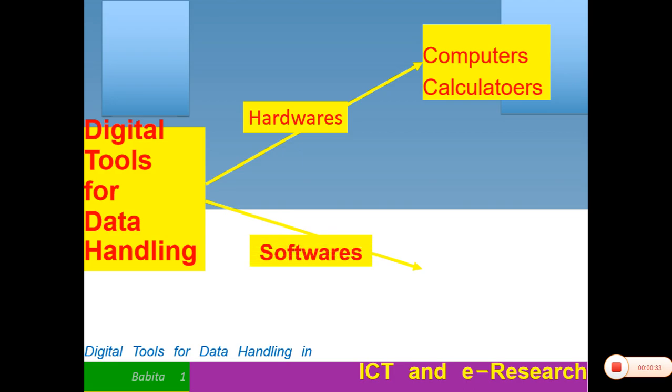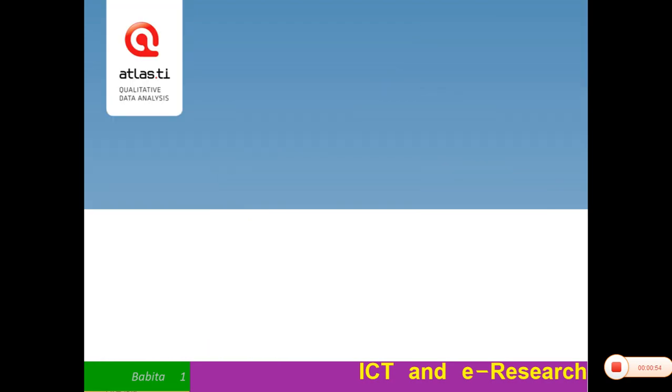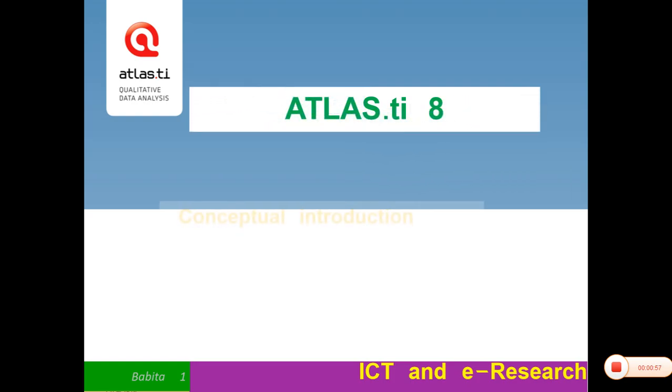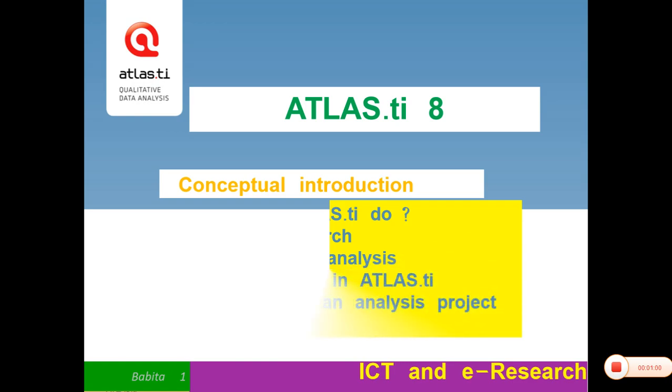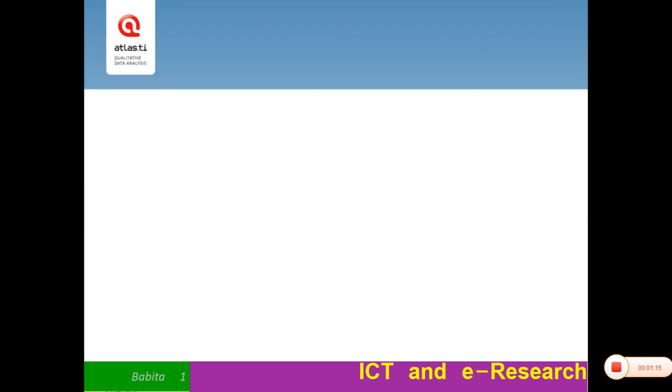Computer hardware like computers and calculators and computer softwares like MS Office, Excel, MS Access, SPSS package, Atlas TI, Endeavor, and Google Form, etc. are commonly used to support the data handling in the research process. Let's start from the conceptual introduction of Atlas ti.8. In this presentation, I'll talk about what does Atlas TI do, what is qualitative research, qualitative data analysis, data level work in Atlas TI, the objects of an analysis project, and analysis tool.